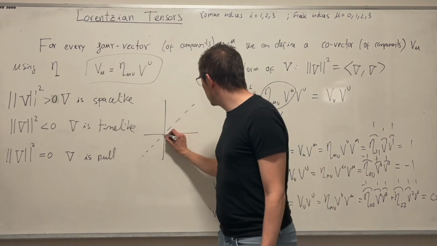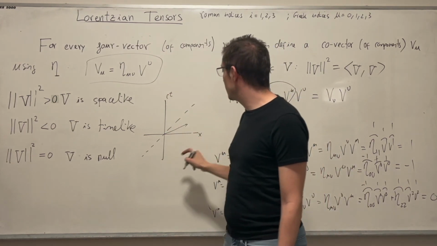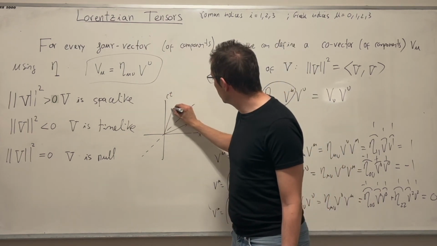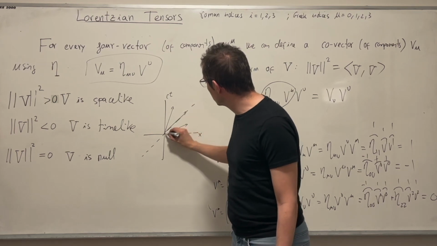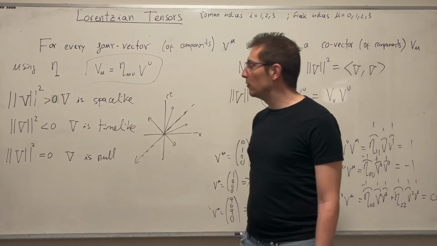So you see, if this is x and this is ct, x1 and x0, this vector would be space-like, this vector would be time-like, and any vector on the diagonals, like this, or like that, or like that, they would be null vectors.